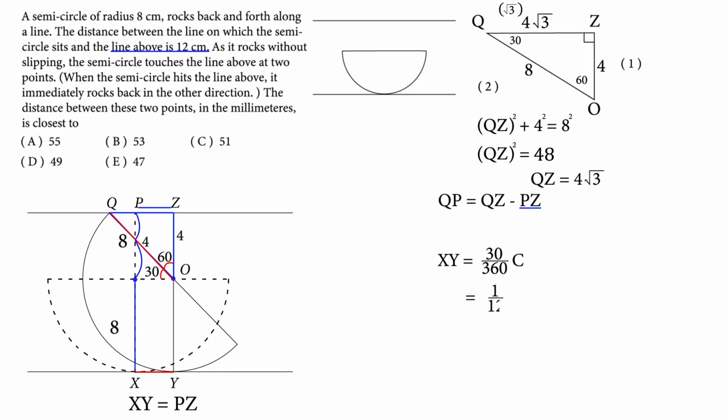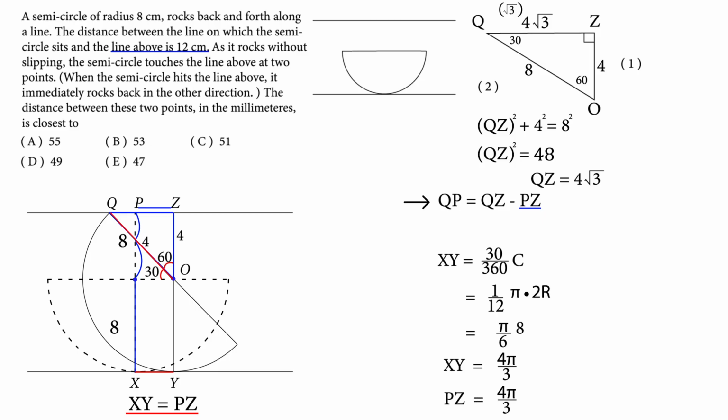Now, 30 over 360 is 1/12. The circumference of the circle is pi times 2 times the radius. So this just becomes pi over 6 times the radius, and the radius of this circle is 8. So this looks like 4 pi over 3. All right? So that is xy, but remember xy is the same as pz. So therefore pz is equal to 4 pi over 3.